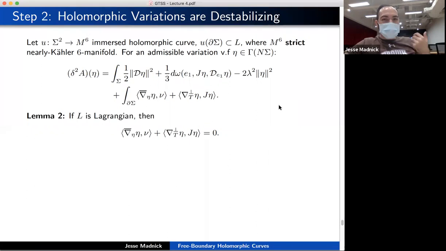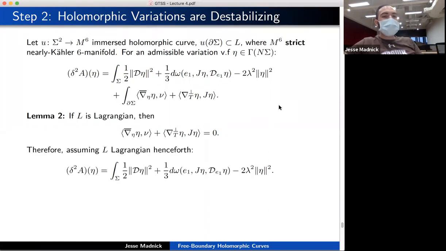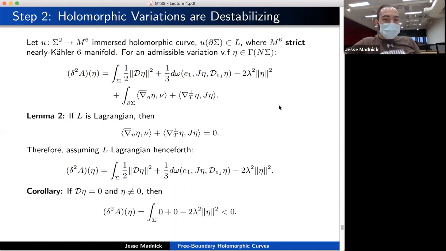That's sort of very fortunate. So now we're going to assume that L is Lagrangian. And you're left with this very nice, very simple second variation formula. It's a very nice thing to work with.